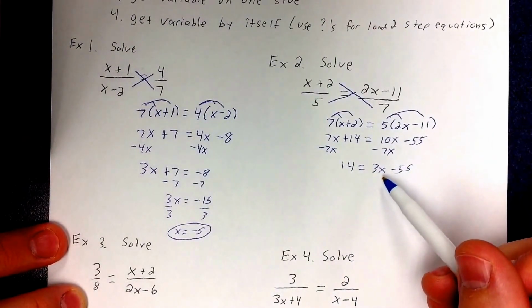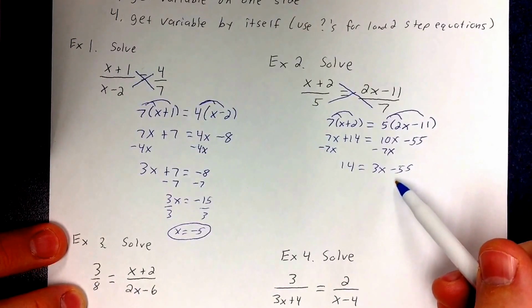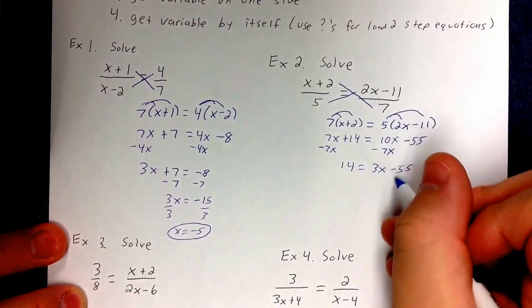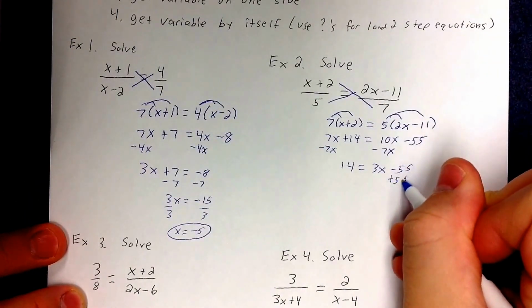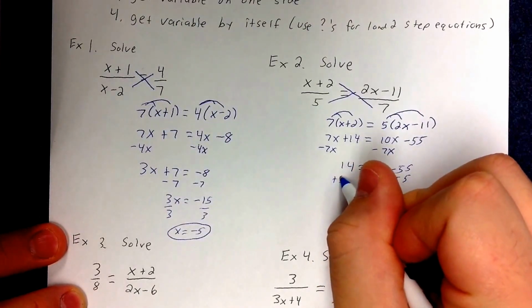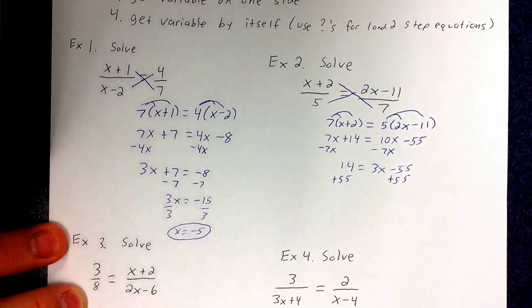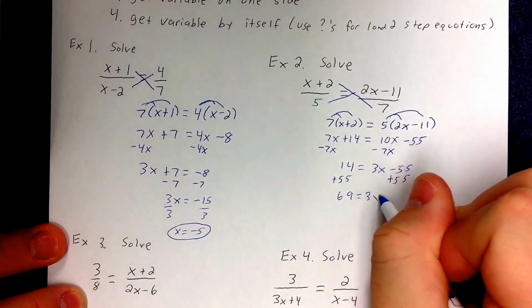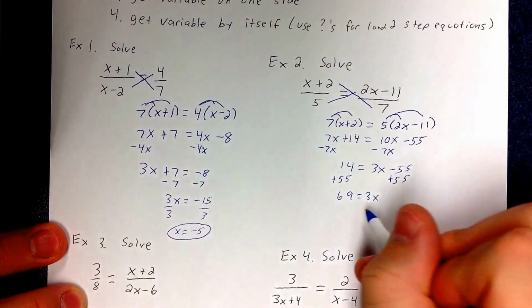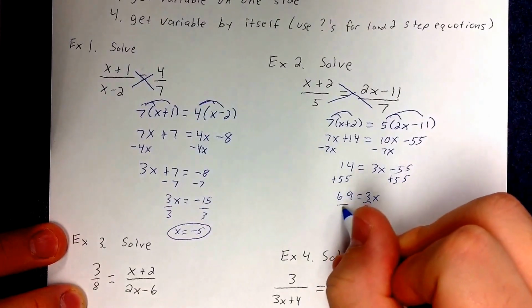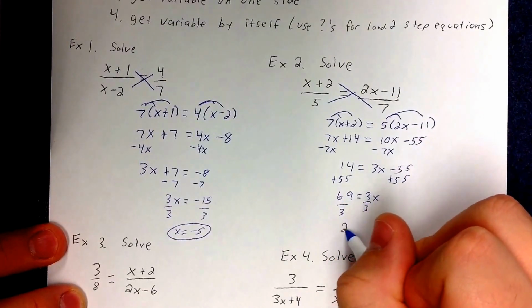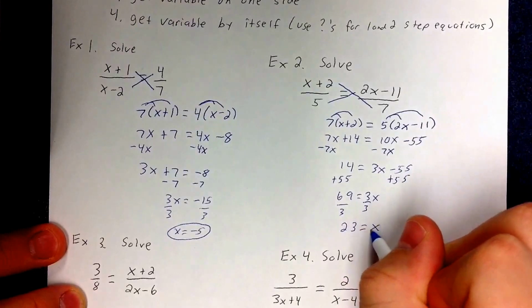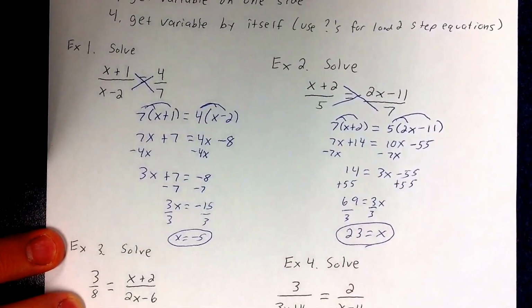So now my variable's on the right hand side, so I need to get rid of addition or subtraction first. So I get rid of the minus 55 by adding 55. 55 plus 14 is 69 equals 3x. Then I need to divide both sides by 3. 69 divided by 3 is 23, so I get 23 equals x.